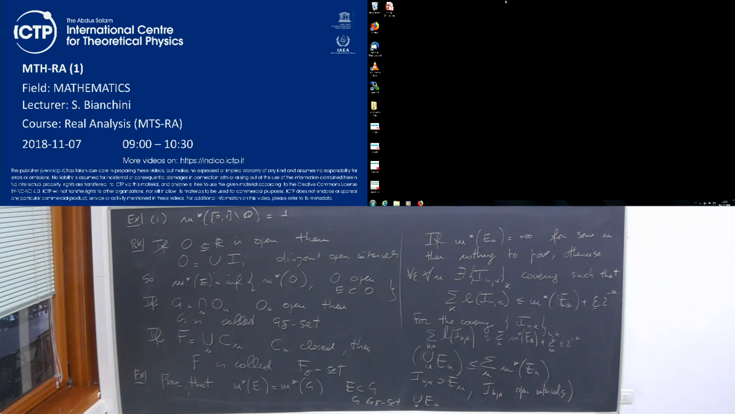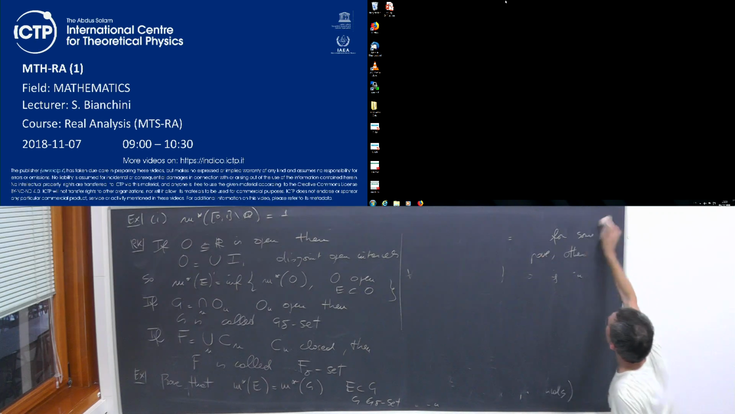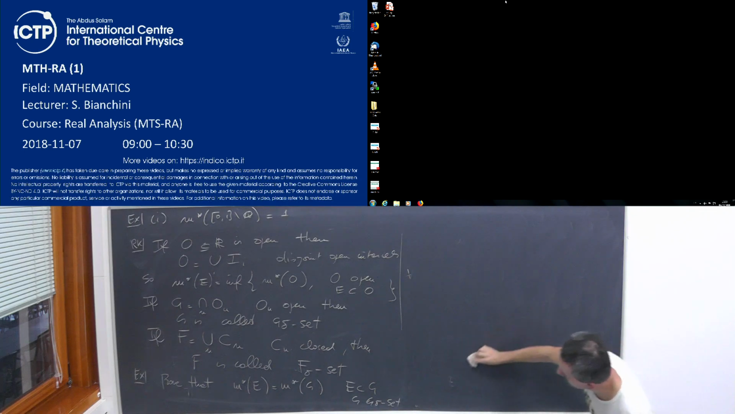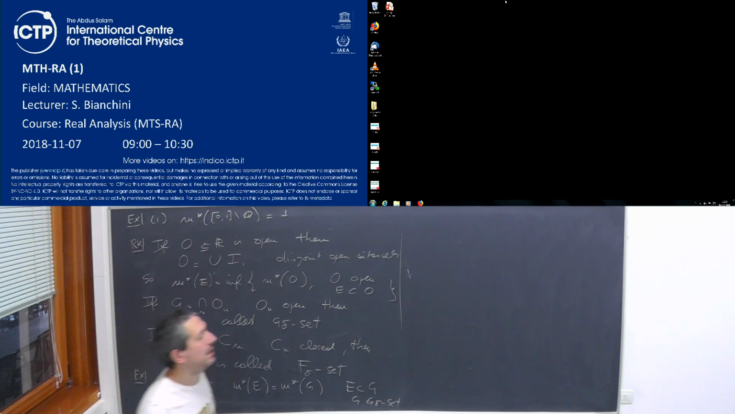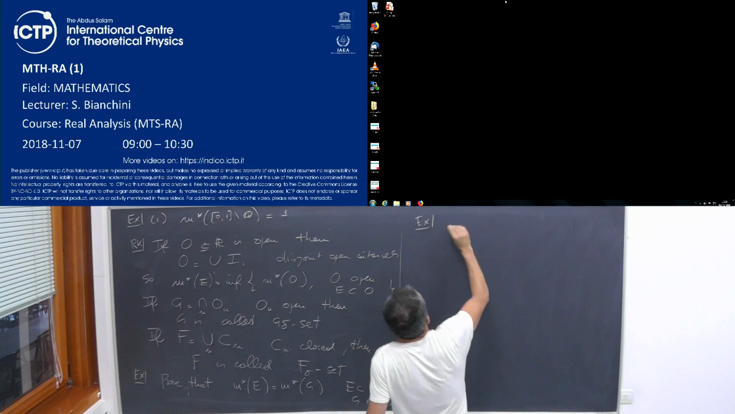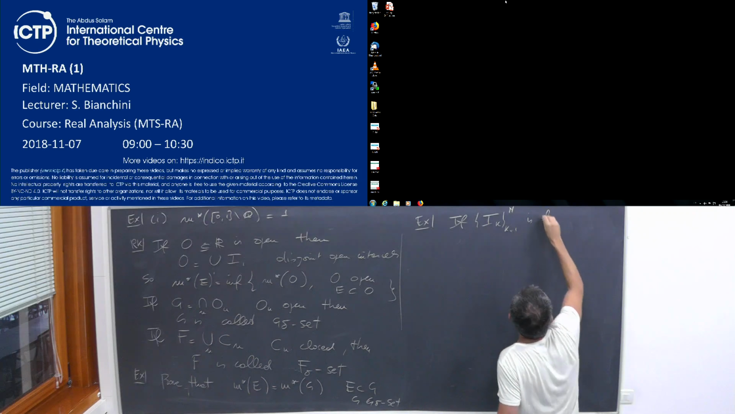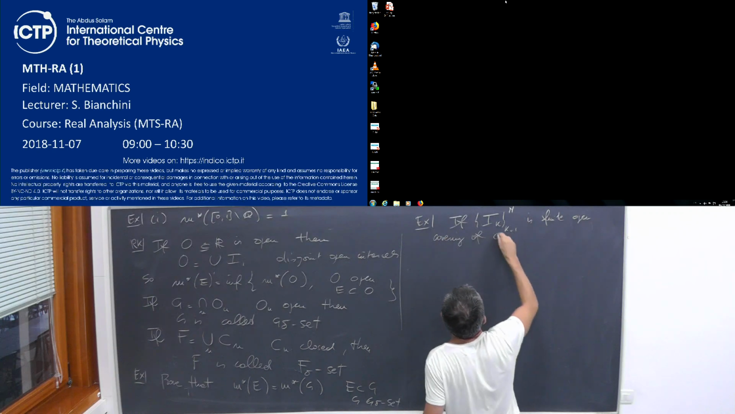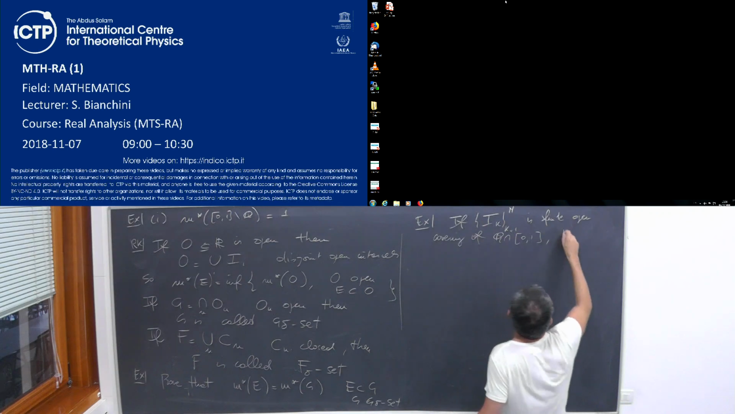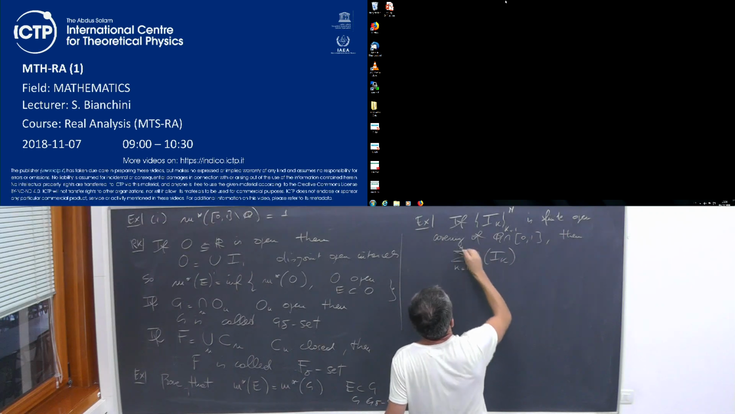And another exercise. The fact that you assume countably many operations changes a lot the situation. Now, with finitely many, you are in trouble. Indeed, you can prove the following. If Ik, from 1 to n, is a finite open covering of Q intersection 0, 1, then the sum of the length of Ik is equal to 1.